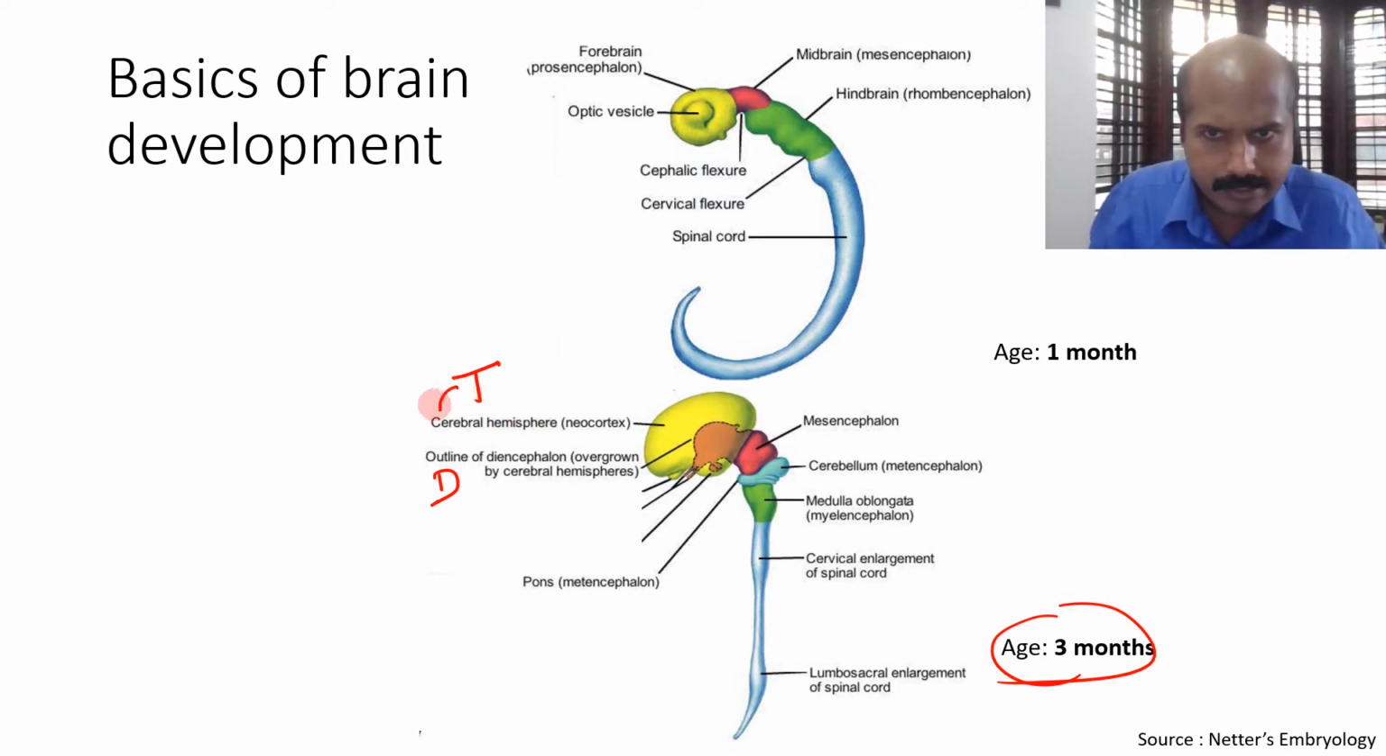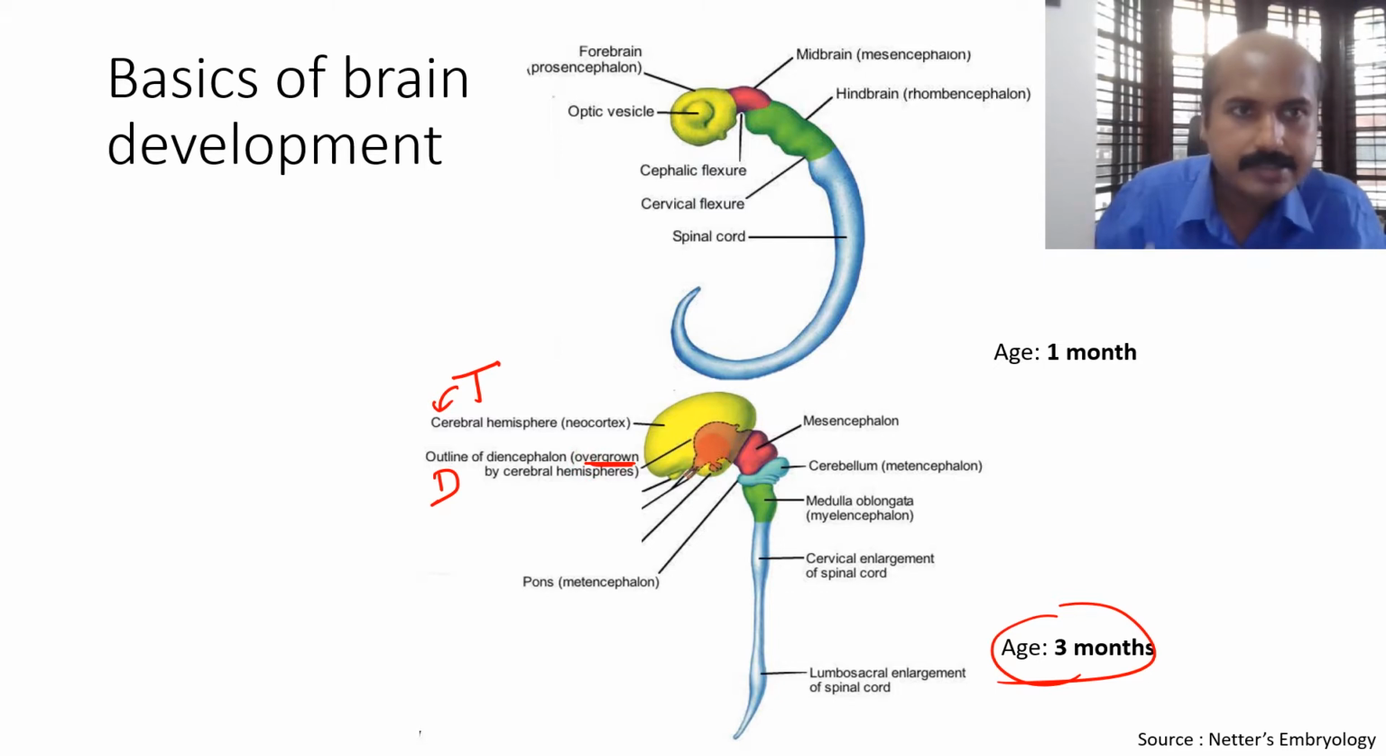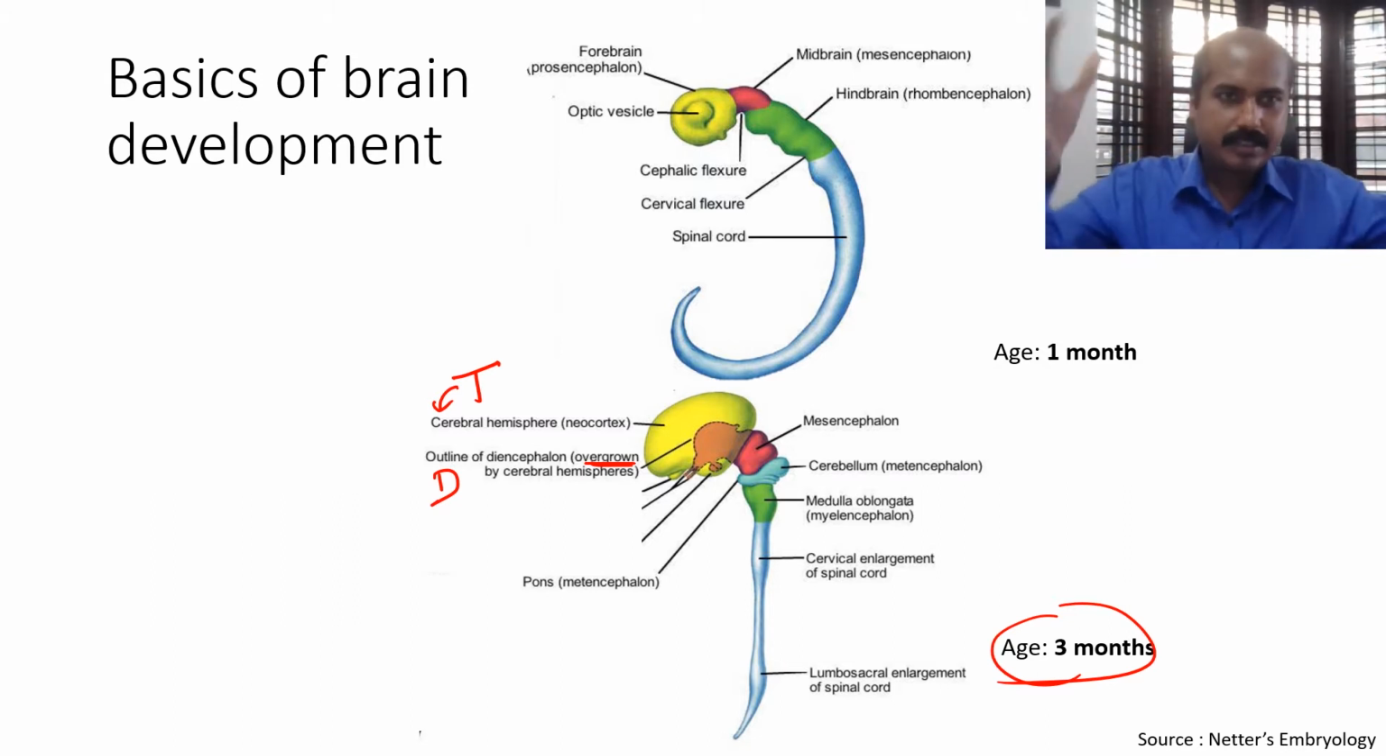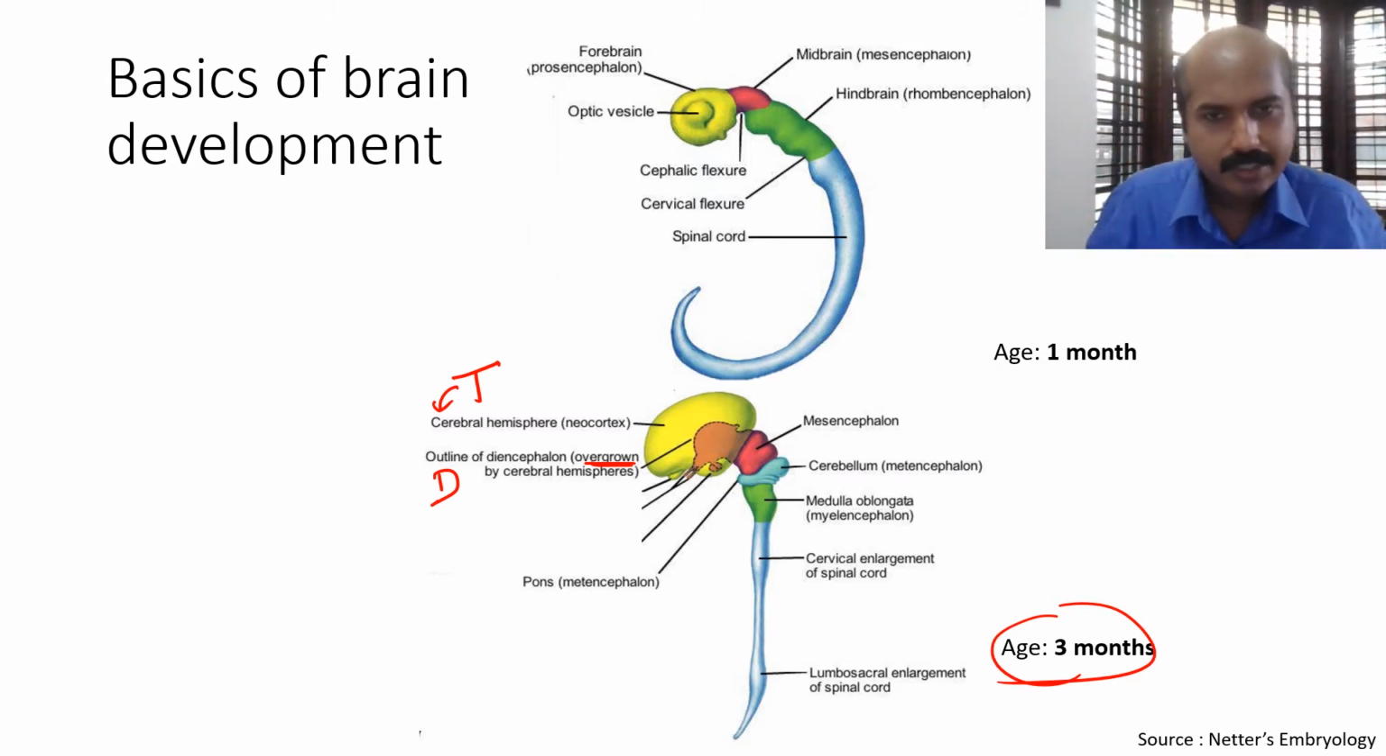The telencephalon is developing into cerebral hemispheres. You can see that the telencephalon is overgrowing the diencephalon. You cannot see the diencephalon when you look from the outside. Telencephalon becomes so massive. When you see a brain anatomy specimen, you can see that the telencephalon has overgrown into the whole cerebrum. And the mesencephalon remains like that. There is no further subdivision.